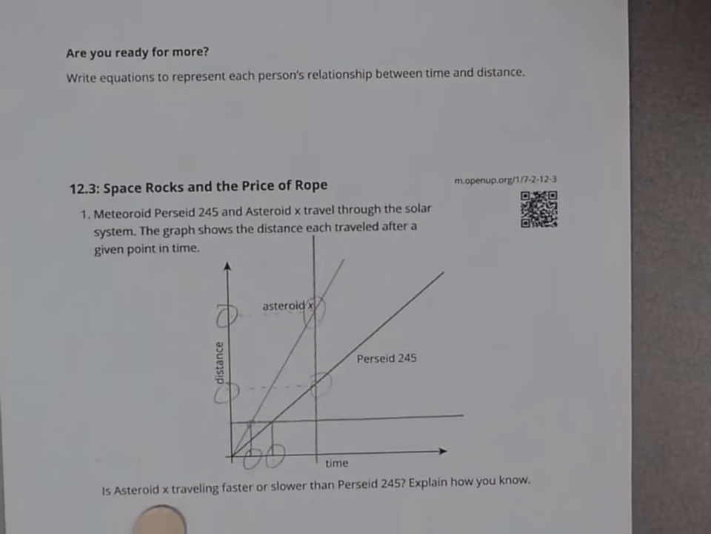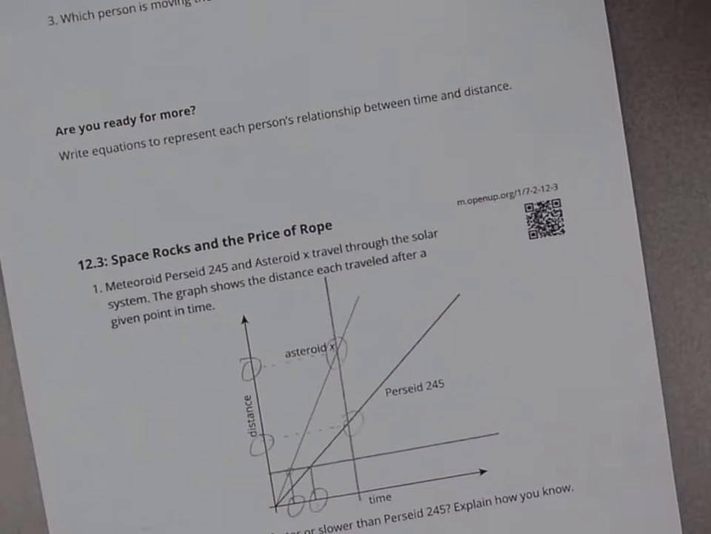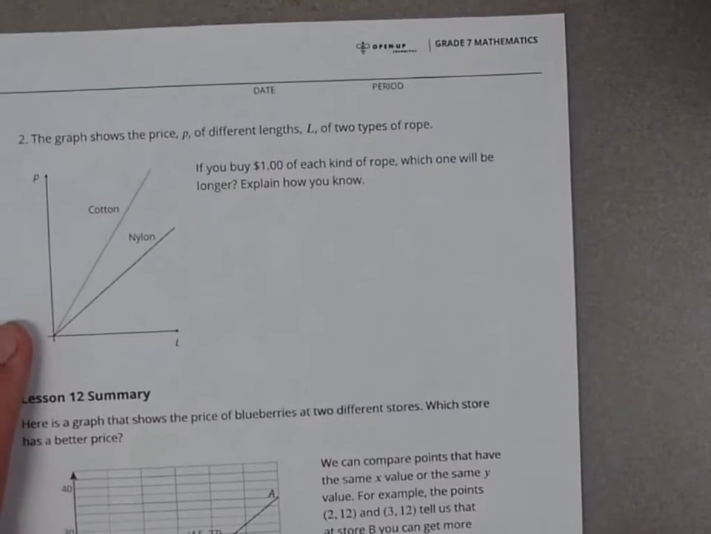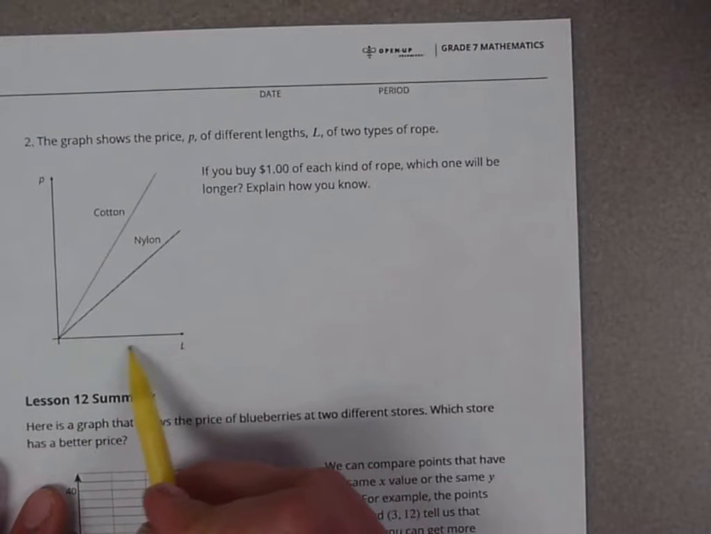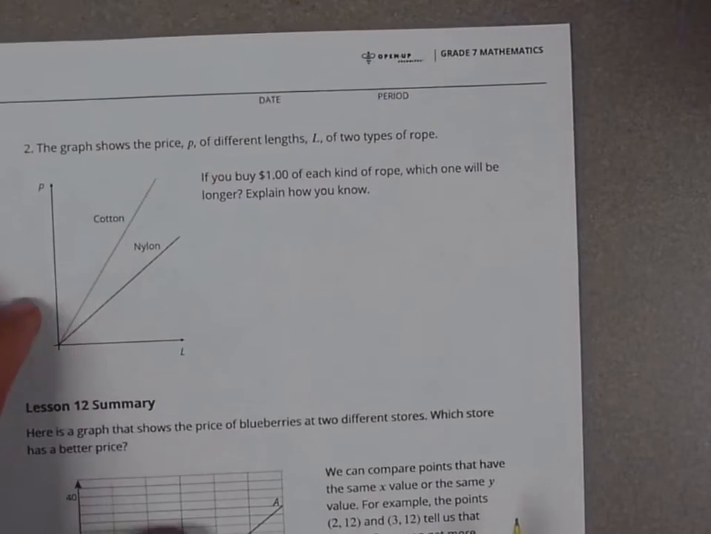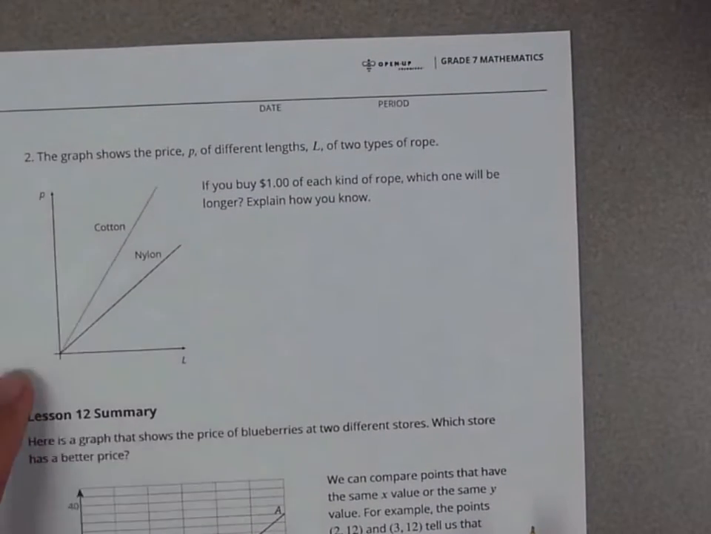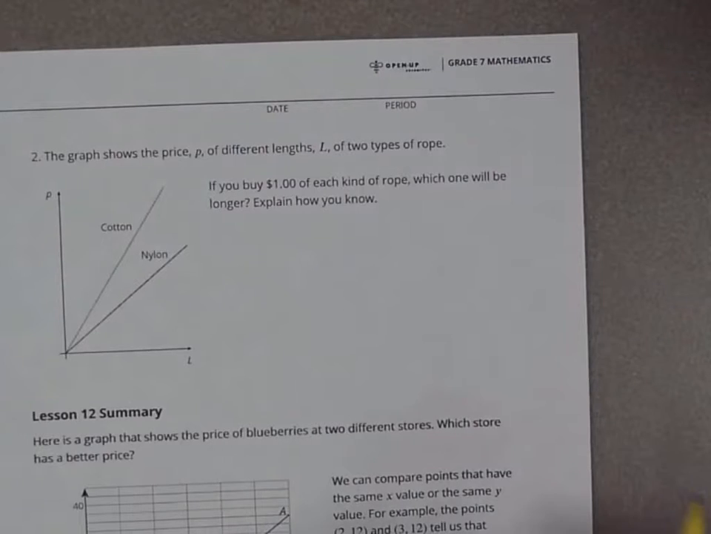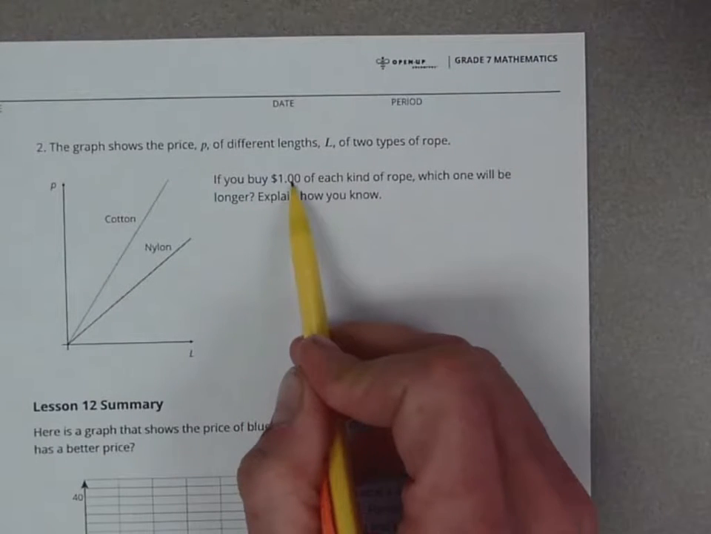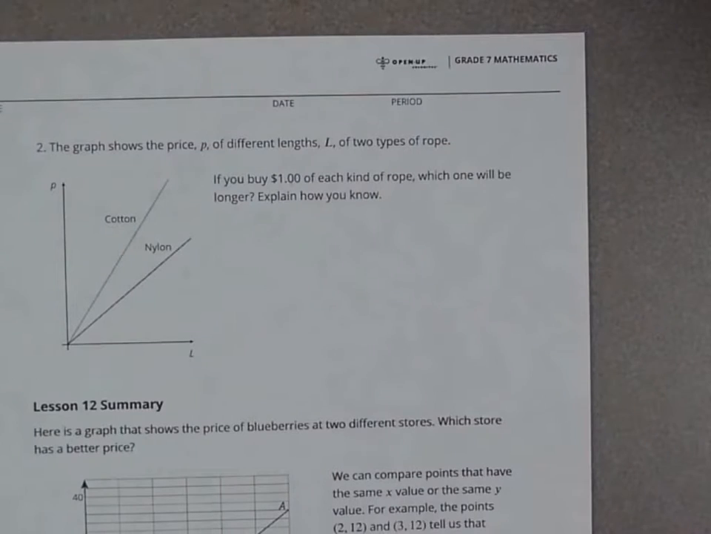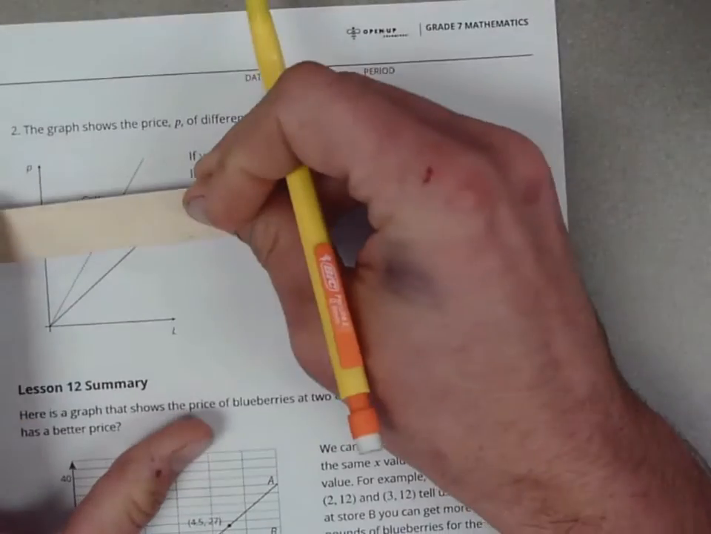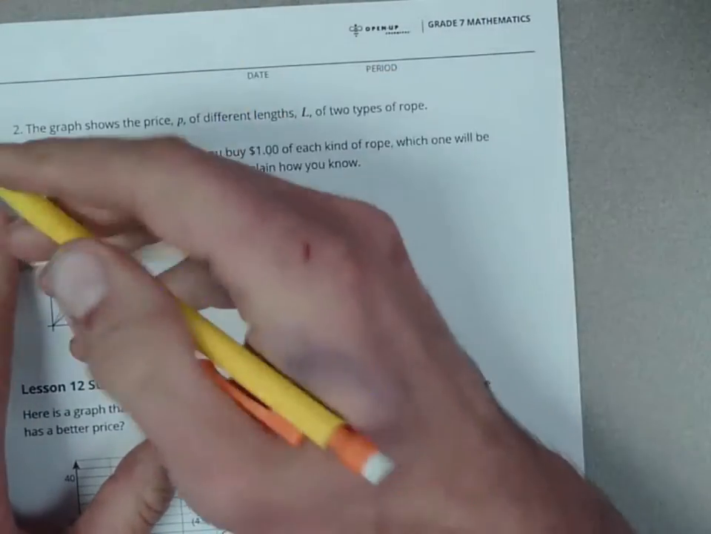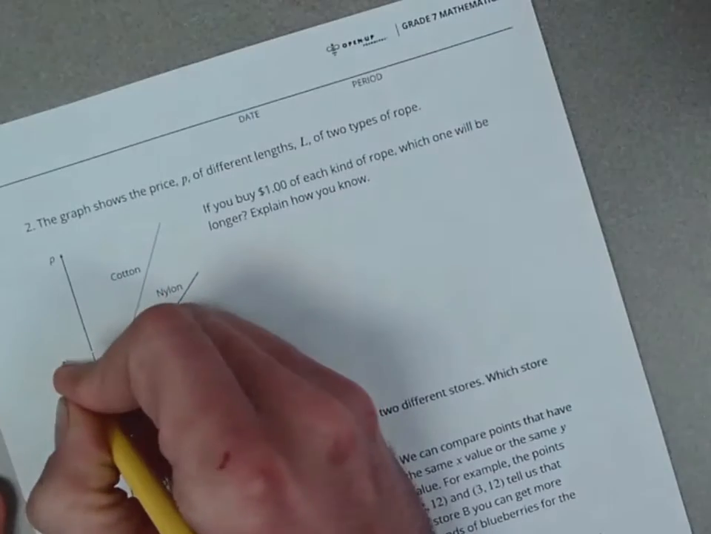All right. Next question is talking about the price of rope. We're talking about either cotton or nylon rope. This bottom axis here talks about the length of rope. This y-axis here talks about the price of rope. And this question asks, if you were to buy $1 of each kind of rope, which one will be longer? We don't know what the scale is on price, but let's just say that $1 of rope costs somewhere around right here. We'll say that's $1.